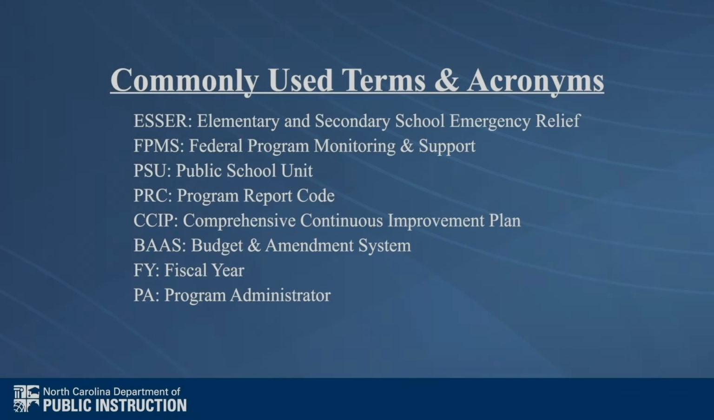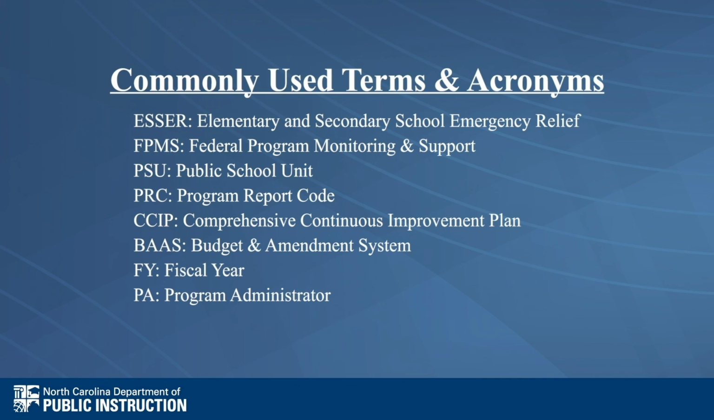Do you ever find yourself questioning what these acronyms mean and how they apply? Let's take a dive in and explore what these commonly used acronyms mean in relation to the Federal Programming and Monitoring Department at the Department of Public Instruction. ESSER. ESSER is the Elementary and Secondary School Emergency Relief Act. FPMS. Federal Program Monitoring and Support. PSU. Public School Unit.